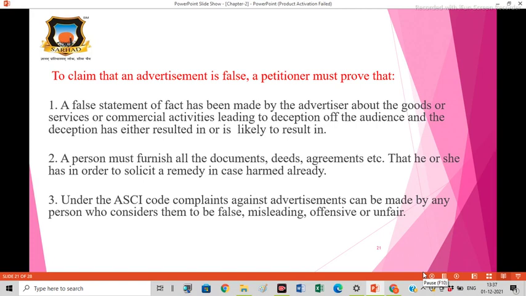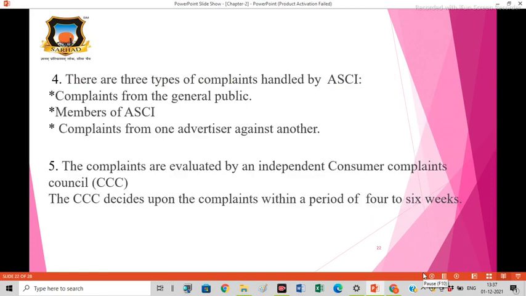Under the ASCI code, complaints against advertisements can be made by any person who considers them to be false, misleading, offensive, or unfair. There are three types of complaints handled by the ASCI: complaints from the general public, complaints from the members of ASCI, and complaints from one advertiser against another. The complaints are evaluated by an independent Consumer Complaints Council, known as CCC. The CCC decides upon the complaints within a period of 4 to 6 weeks.